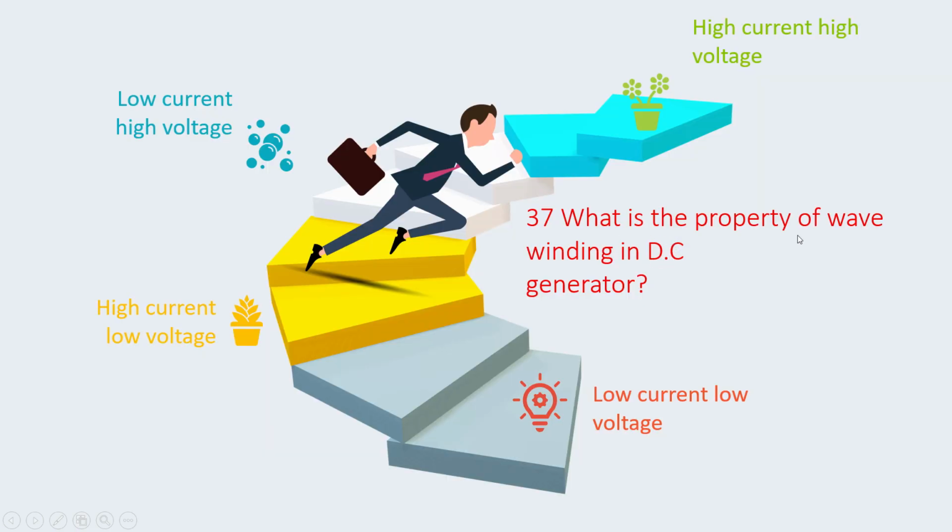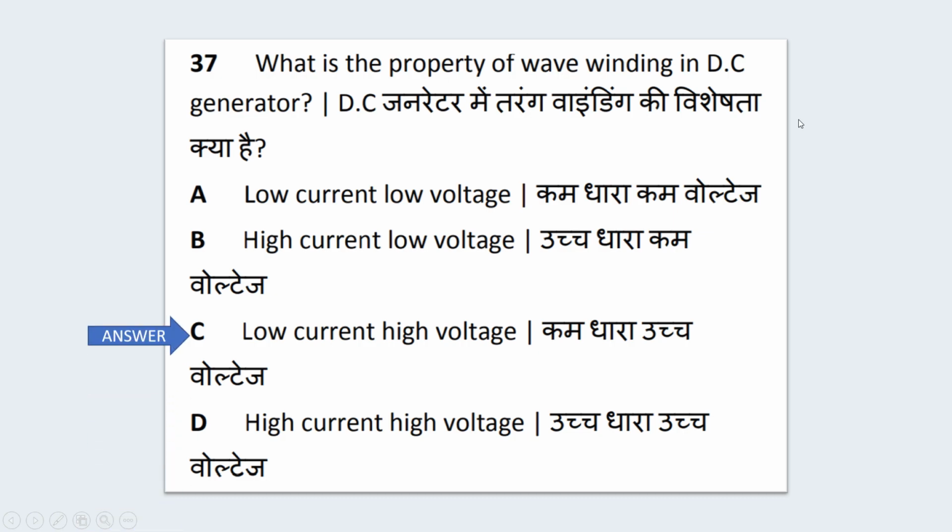What is the property of wave winding in a DC generator? Low current, low voltage; high current, low voltage; low current, high voltage; high current, high voltage. The answer is low current, high voltage. Okay, this is an important question. In wave winding, low current, high voltage.